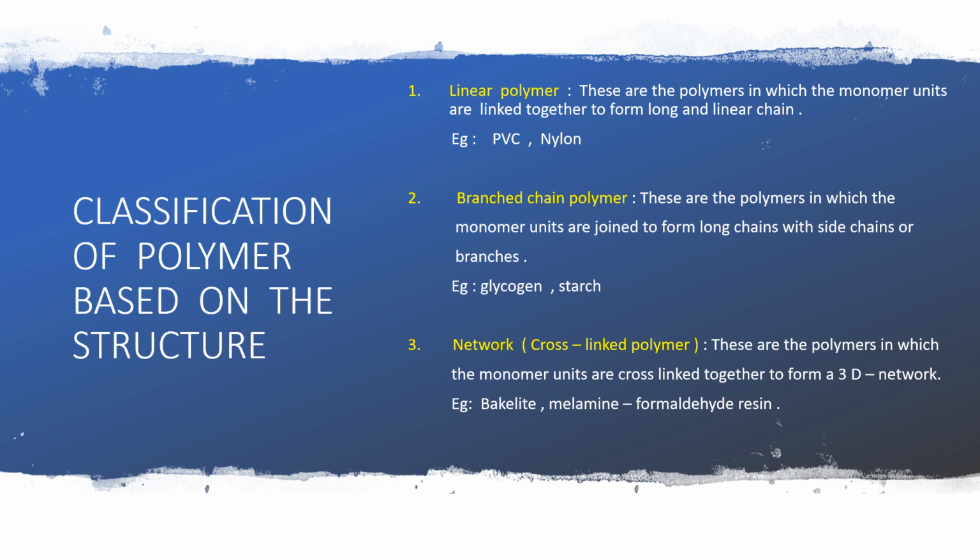Third type of polymer is network or cross-linked polymer. These are the polymers in which monomer units are cross-linked to form a three-dimensional network. Means here the monomer units are cross-linked to form the three-dimensional network. For example, bakelite, melamine formaldehyde resin, these have network type structure.